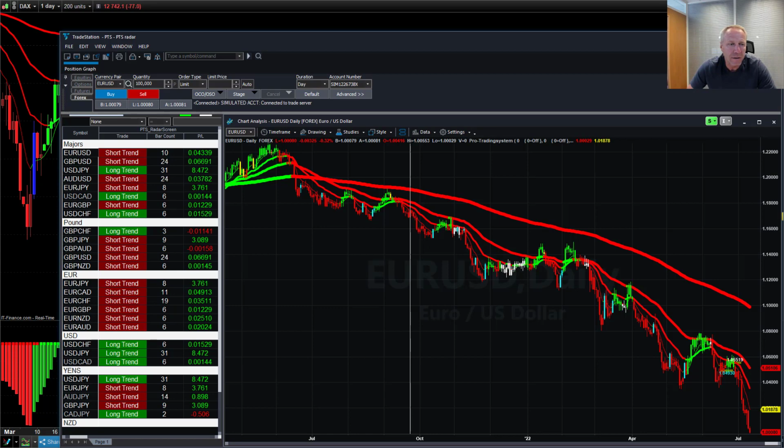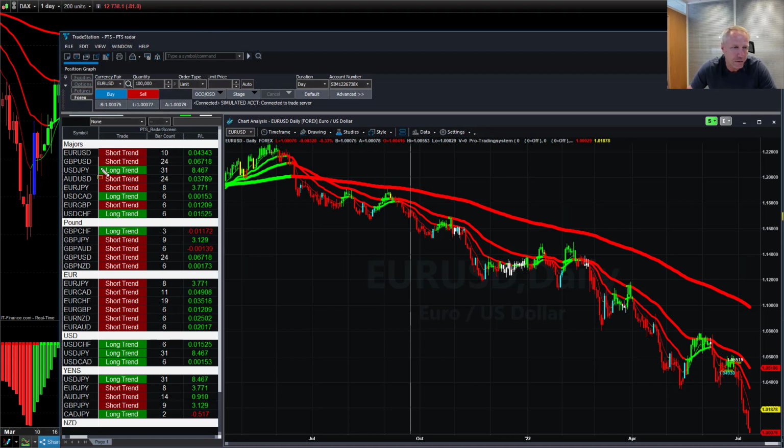Here on the left-hand side, this is our back-end area where we're actually tracking the results on the Pro Trading System signals. You can see here the euro dollar. This is all being updated in real time. You can see on the right-hand side here the green and red numbers. They're moving in real time here, and you can see that we're either in a short trend or a long trend on the last signal. So this is all live, guys.